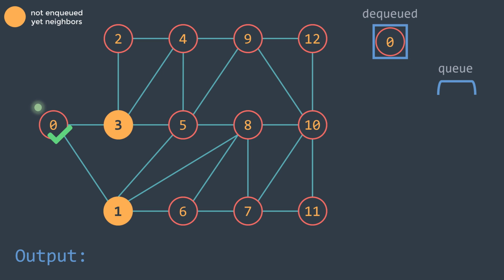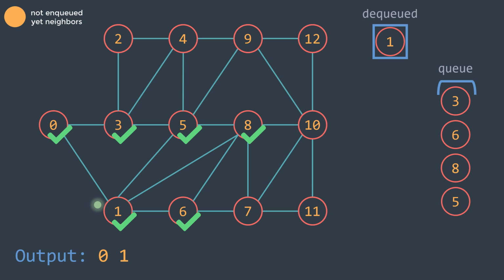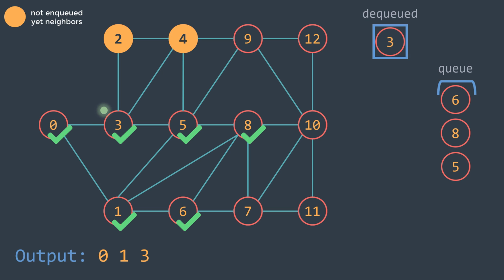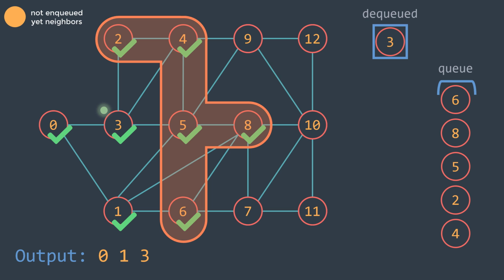We dequeue, we print, and we can enqueue both 1 and 3 because they are not enqueued yet. We continue, we dequeue 1, we print, and 0 and 3 are already enqueued, but 6, 8, and 5 are not, so we enqueue them. Now we dequeue 3, we print, and we can enqueue 2 and 4. Now we finish traversing the second level and we move to the third one that starts with the node 6.